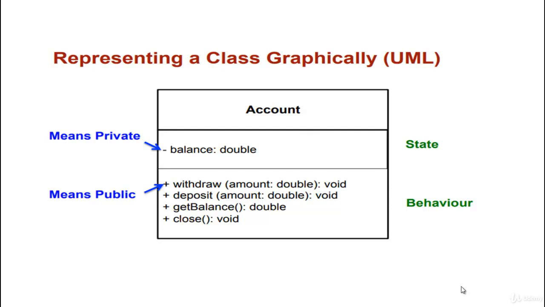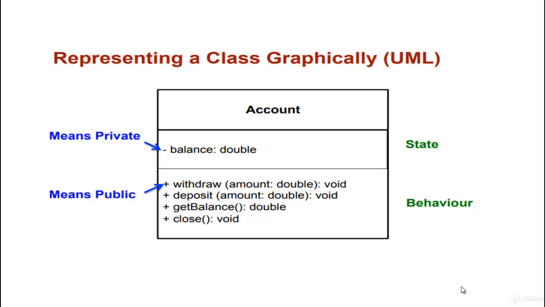So here we represent the class graphically using UML, Unified Modeling Language. This is the way. We have account and we have the state such as balance. Here the dash means private. And for behavior, we have withdraw, deposit, get balance and close. The behaviors are public. So we have kept the state private using the dash, and we have the behavior public.